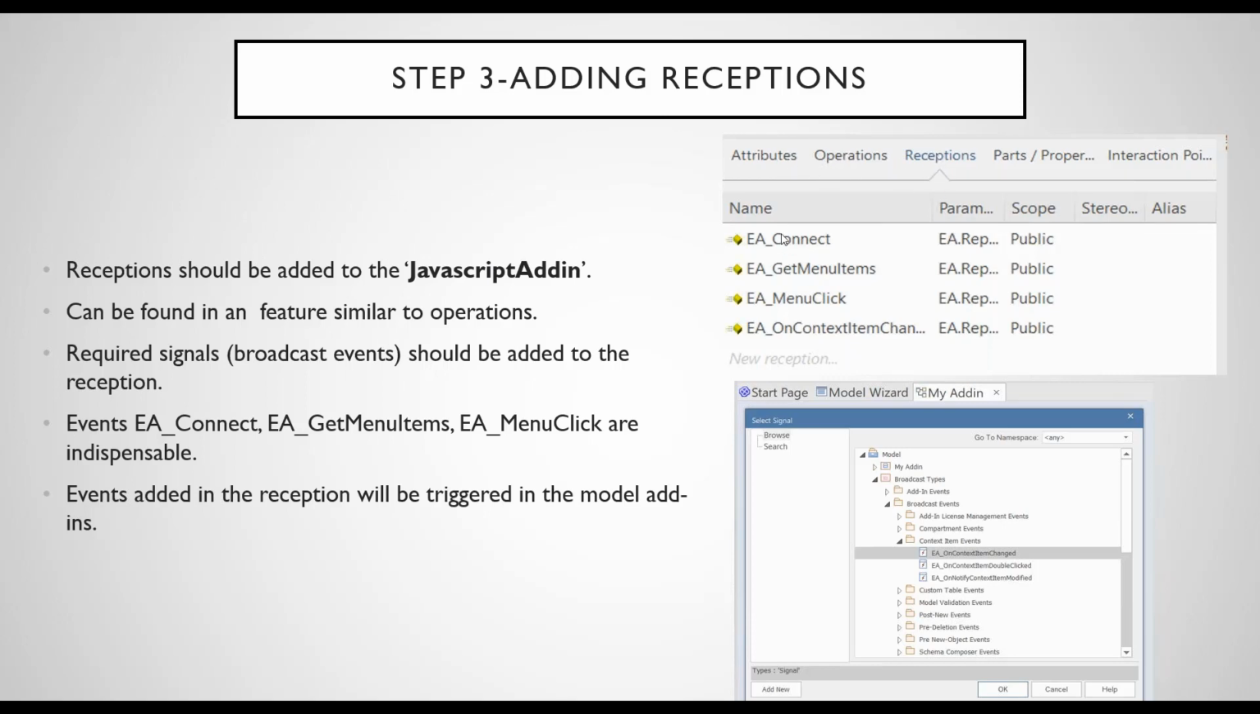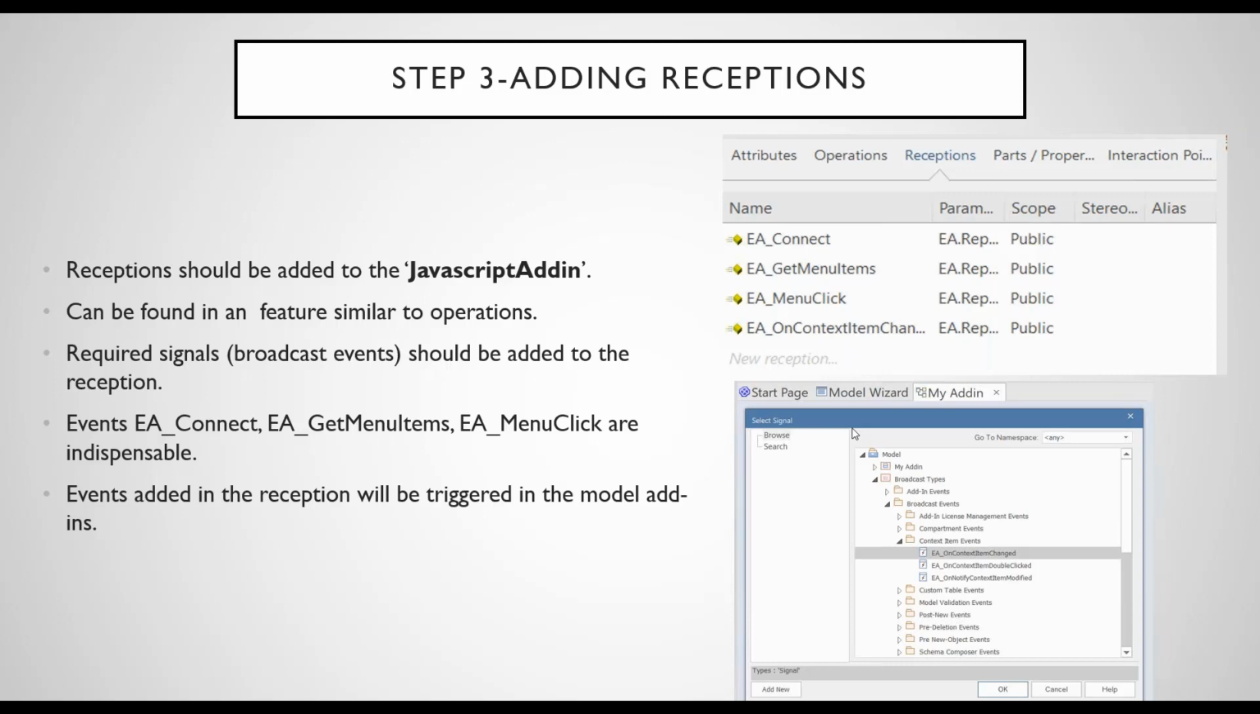Receptions is where we will add all our broadcast events, which will be used to communicate with EA. Adding a new reception in this part is similar to adding attributes or operations. By clicking that, you can see we will have a list of broadcast events which we have imported earlier. So this is how we will add a new reception.